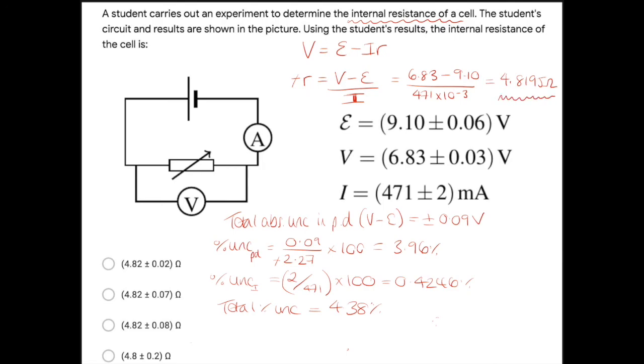So the last step is to work out 4.38% of our value for r that we had up here of 4.8195. So we take 4.8195, multiply it by 0.0438, which gives us a value of 0.211. And then because it's important that we keep these sig figs exactly the same, that means that r is simply 4.8 plus or minus 0.2 ohms.